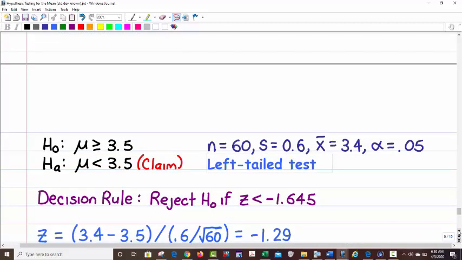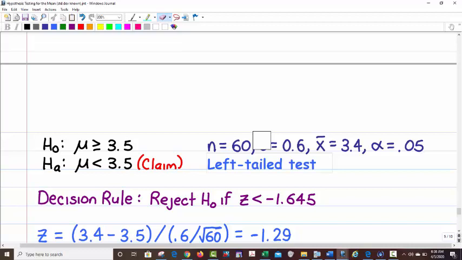All right. The claim was less than, so the wording wasn't too tricky there. That's the way I like it. Less than is always Ha, and it pairs up with greater than or equal to for H0. That was the claim, so if we're going to support this claim, in this case, we would have to reject the H0. That's a left-tailed test.